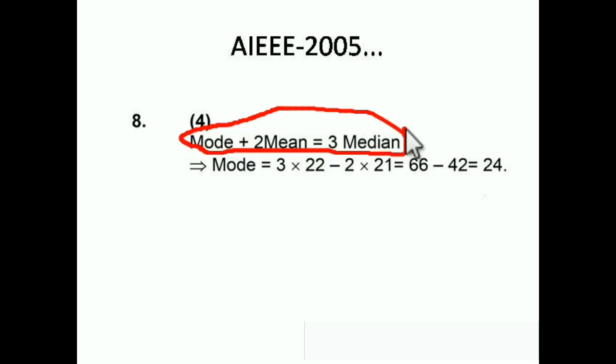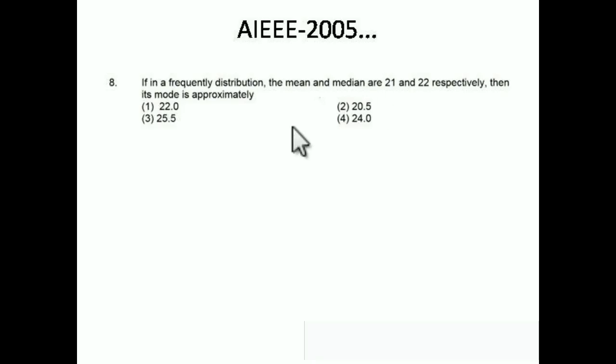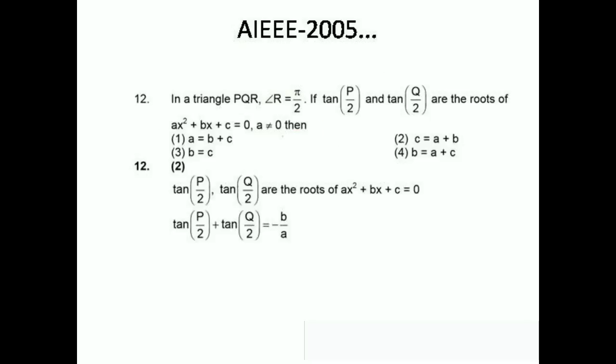Just remember this and you will get the answer. So mode plus 2 mean is equal to 3 median. That means we have to find out the value of mode. So mode is equal to 3 into median minus 2 into mean. So 3 into median, that means 22, minus 2 into mean, that means 21. So we have 66 minus 42, that is 24. So option number 4 is my right option, that is 24. Okay, let's move forward.